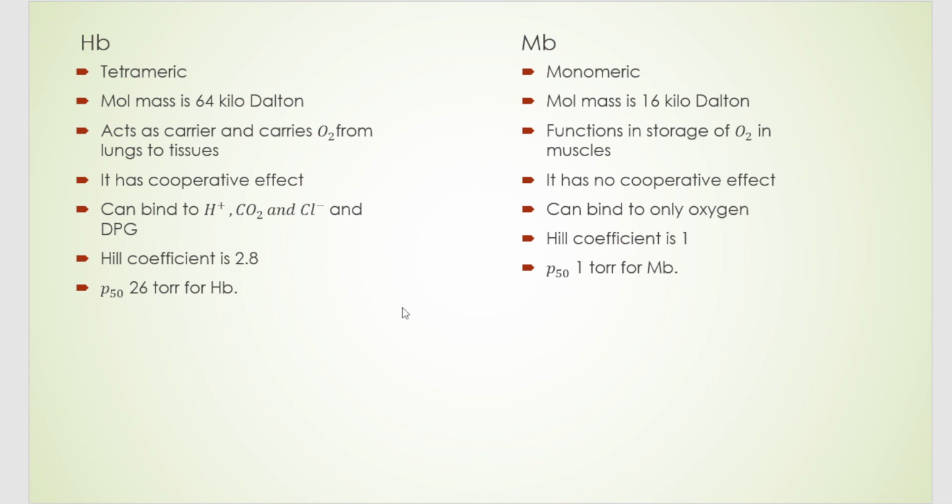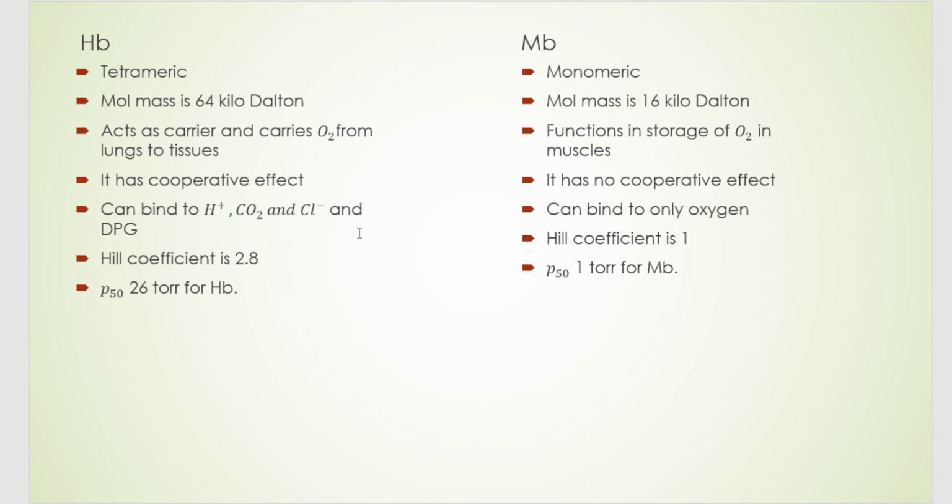Next part: we have studied completely about hemoglobin and myoglobin and the different effects they show. So a small comparison: what is the difference between hemoglobin and myoglobin? All the things that you've studied so far, you will put in a list and write. Hemoglobin is tetrameric, whereas myoglobin is monomeric. Its molecular weight is 64 kilodalton, whereas myoglobin is only 16 kilodalton. Hemoglobin acts as a carrier protein, whereas myoglobin is a storage protein, and hemoglobin shows a cooperative effect, whereas myoglobin does not show any such cooperative effect.